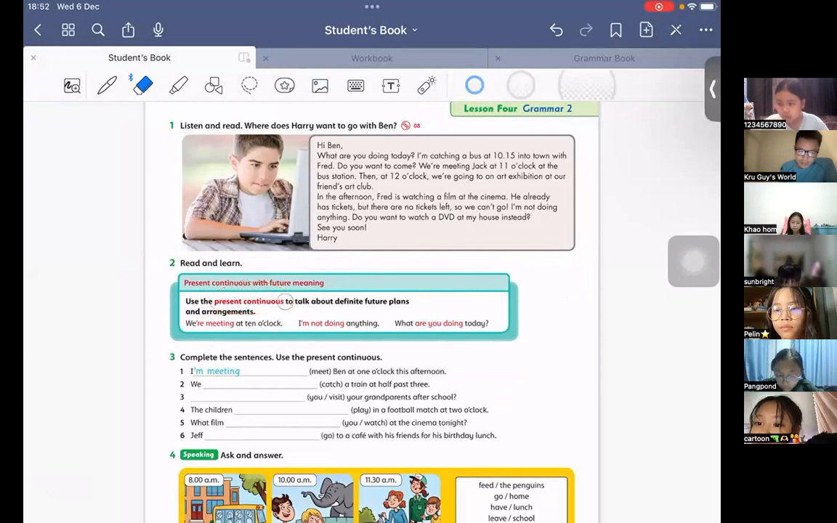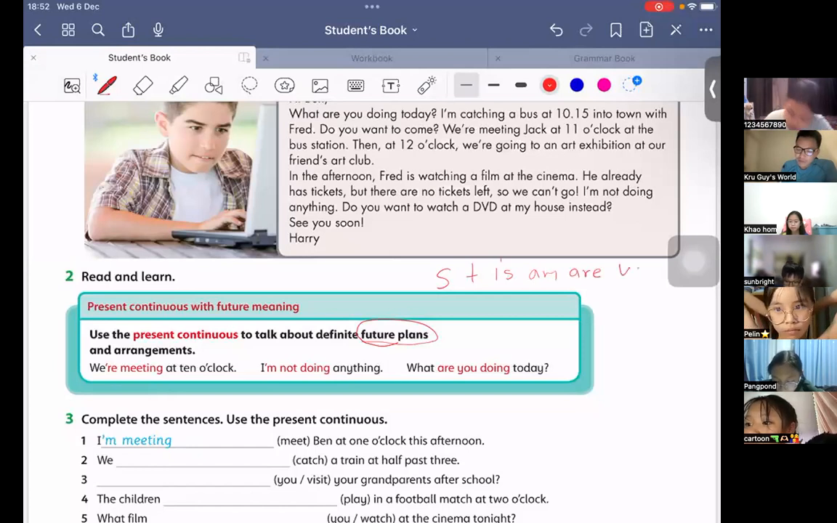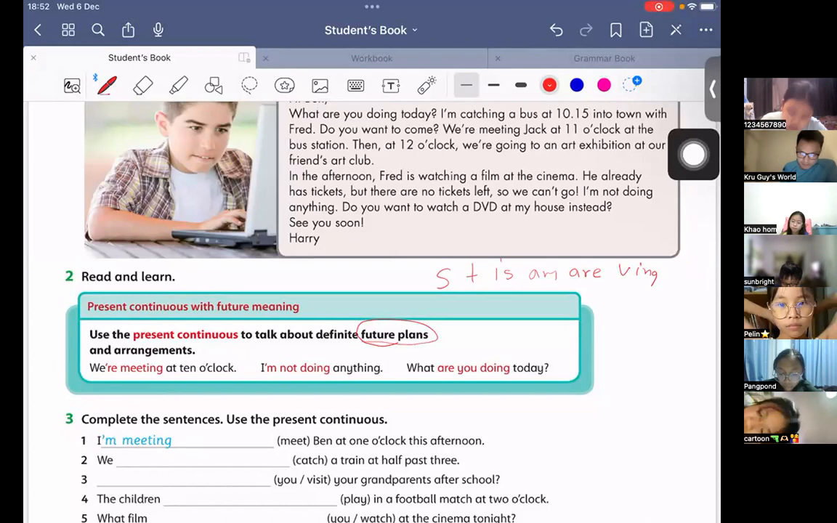Okay, what is the present continuous tense? We talk about definite future plans, like future, not now, but the future. Tomorrow, next month, next week, next weekend, next Friday, next Monday, whatever. We're going to have a look at the structure first. Subject with is, am or are, and we have verb ing form.